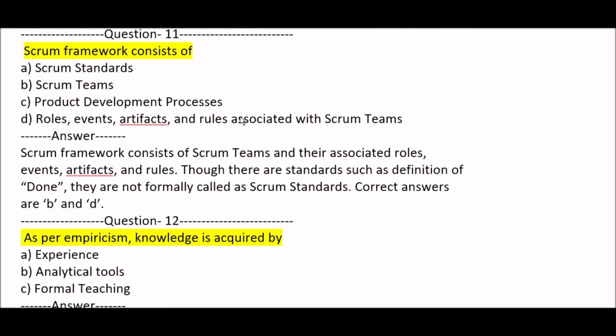Next question. Scrum framework consists of: option A, Scrum standards. Option B, Scrum teams. Option C, product development processes. Option D, roles, events, artifacts and rules associated with Scrum teams. Right answer here is option B and option D, because Scrum framework consists of Scrum teams and their associated roles, events, artifacts and rules. Though there are standards such as definition of done, they are not formally called Scrum standards. So right answer here is option B and D.